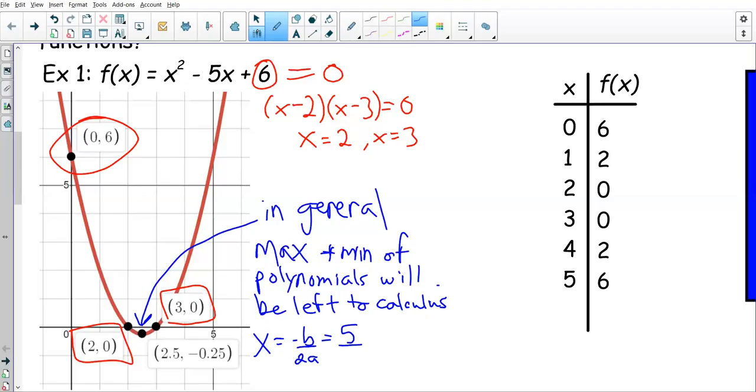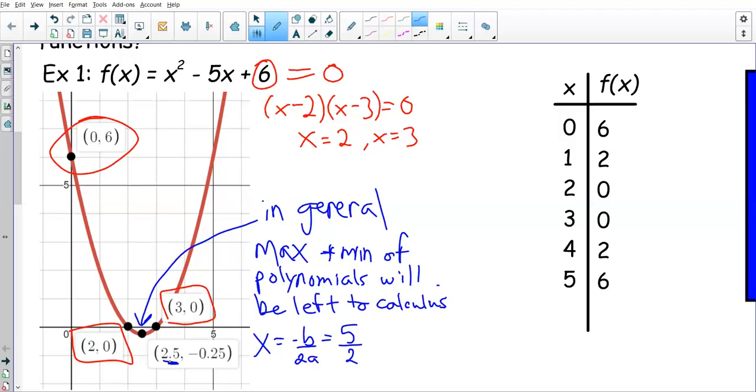Grabbed the 6 by mistake there, which is 2.5. And then we put the 2.5 back into our function, evaluate it, and we'll see that we get negative a quarter. And that gives us the value of our minimum. So for a quadratic, we can do that. For something with domain restrictions, we might be able to find maximum or minimum values as well. But in general, we won't be able to find maxes and mins for higher degree polynomials.